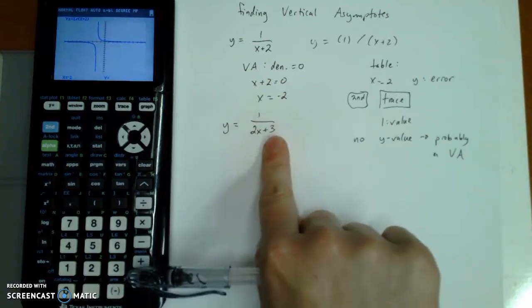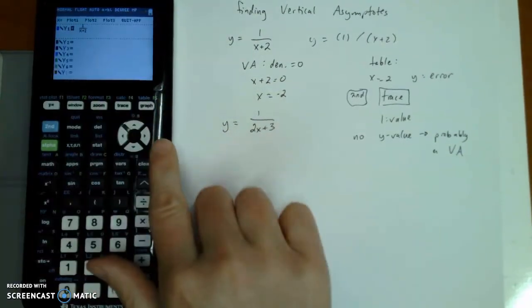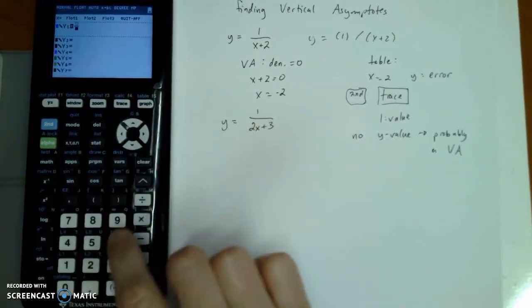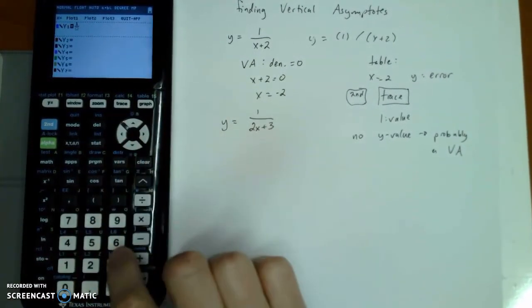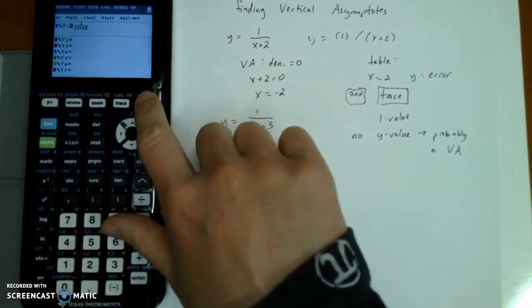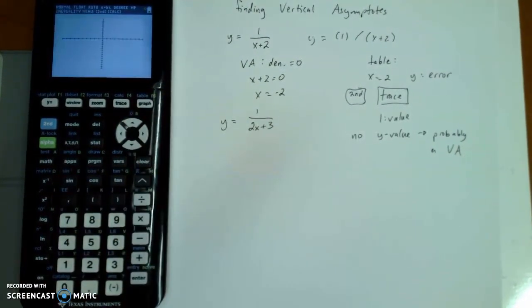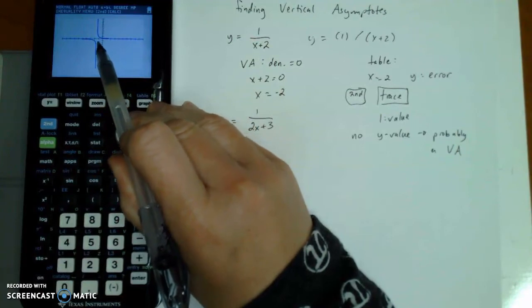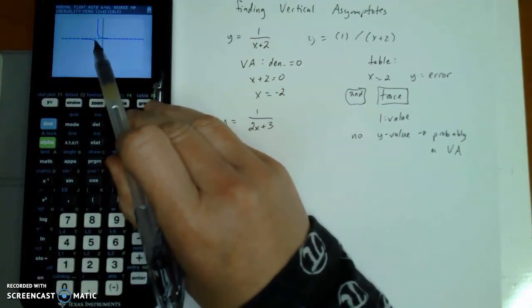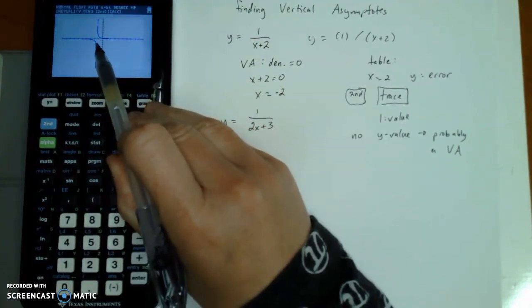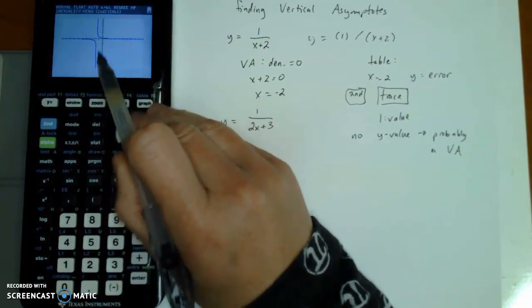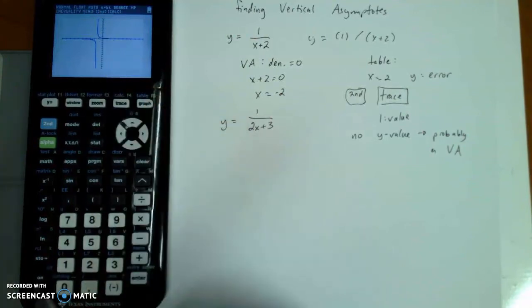So let's look at a function like this. So let's go ahead and type that in. So alpha y equals 1 over 2x plus 3. Again, let's start with that graph. I always like to have a picture before I begin. Now, maybe that's at -2. I don't think it's quite at -2. It looks like somewhere between -2 and -1. It's always harder to tell if it's not an exact number, but somewhere in there, something funky is happening.